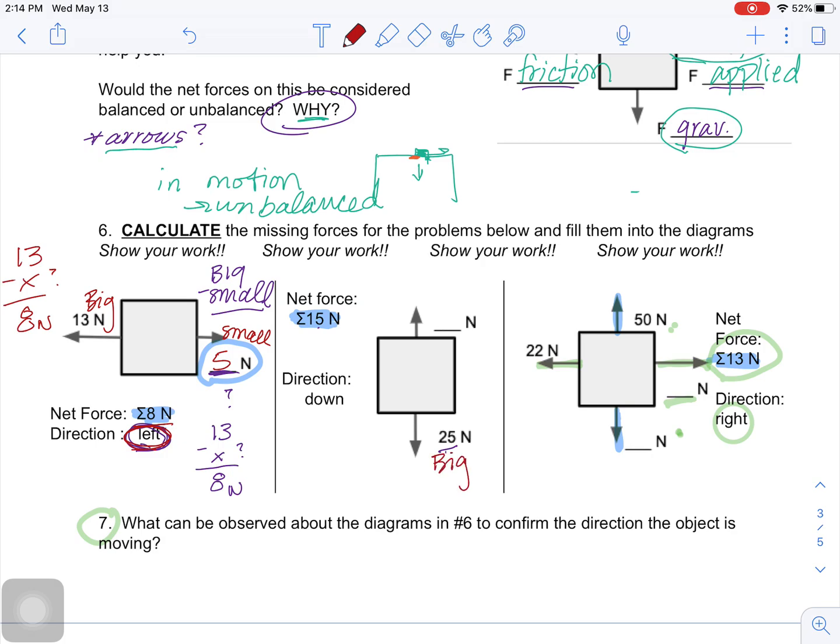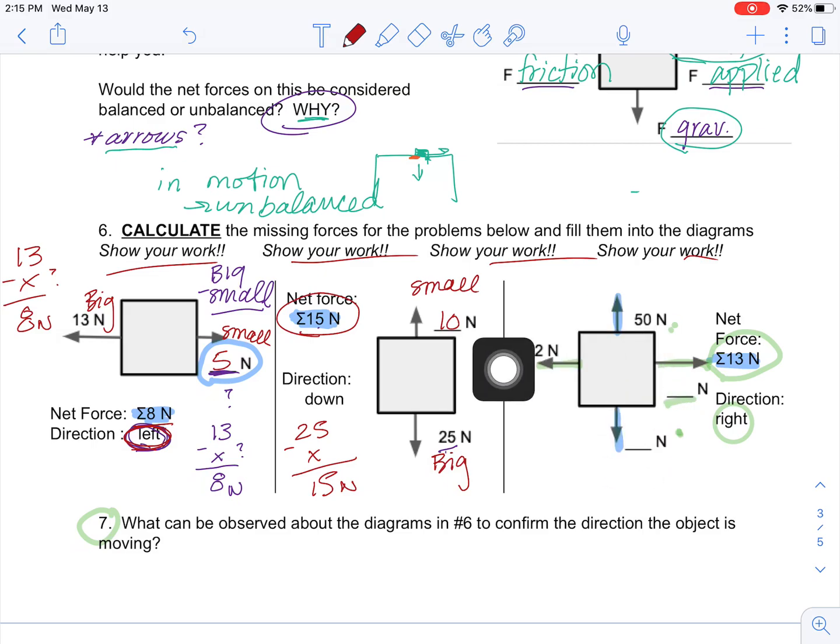Same thing, looking at the arrows, I can see this is the bigger force, this is the smaller force. Notice it says show your work a bunch of times. That's super helpful, especially when you get stuck and you want to screenshot something to your teacher. They can really see what your thinking was prior to your getting stuck. So big minus small, I've got 25 minus this mystery number is going to give me a net force of 15. So that mystery number is going to be 10 newtons.